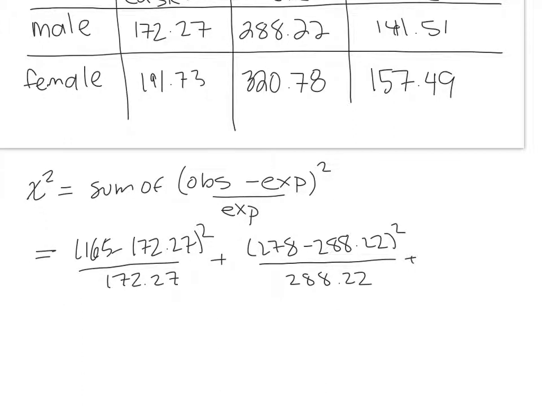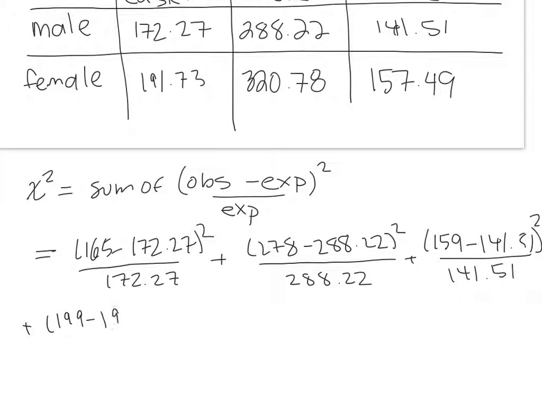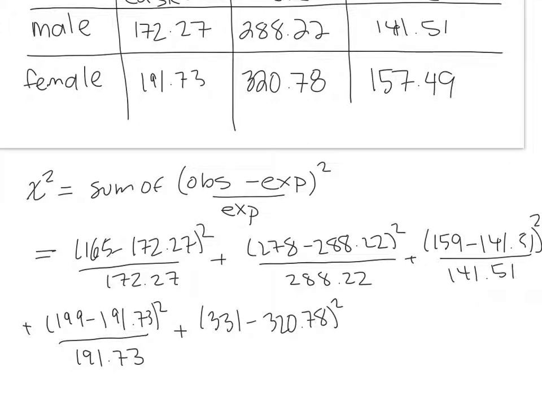plus the next one, the actual was 159 minus 141.51 squared over 141.51. And then in the female row, our first observed value was 199 minus 191.73 squared divided by 191.73 plus 331 minus 320.78 squared over 320.78.